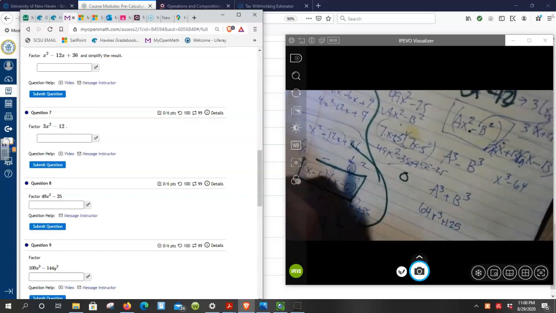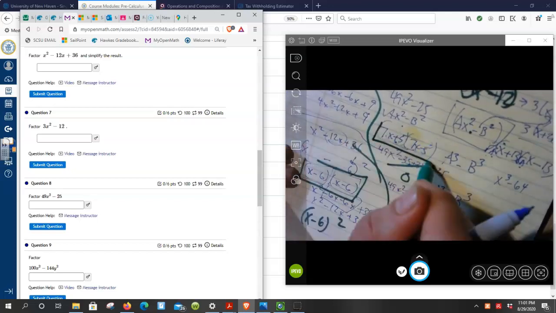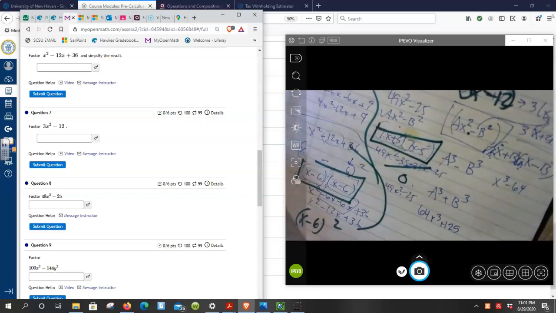I don't use the word cancel or FOIL, okay, because I don't have mathematical terms. But just say no. So it's going to be 49x squared minus 25. So that matches the original. So our final answer, if this is the factor, when they say factor, that's the form that they're looking for.